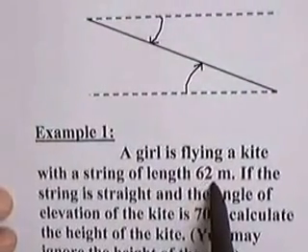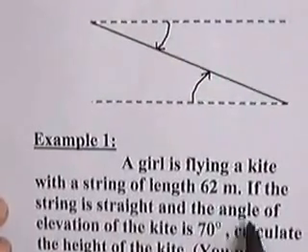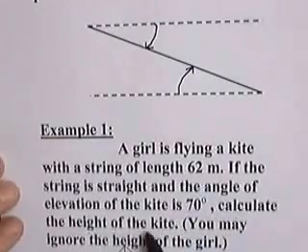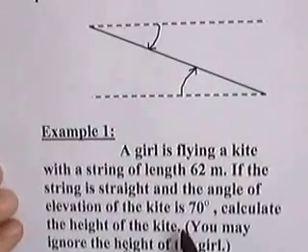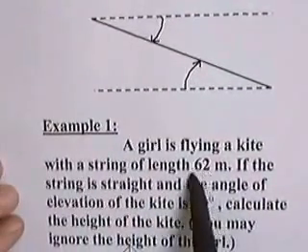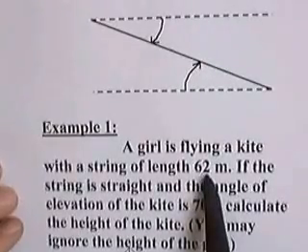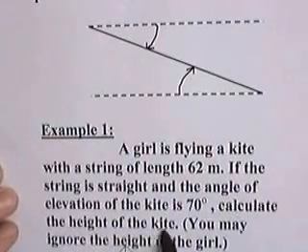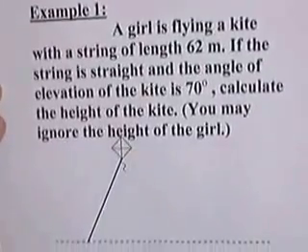A girl is flying a kite with a string of length 62 meters. If the string is straight and the angle of elevation of the kite is 70 degrees, calculate the height of the kite. Okay, now you'll notice that if the string is a length 62, this is not the vertical height above the ground. This is just the length of the string. It says calculate the height of the kite. You may ignore the height of the girl.